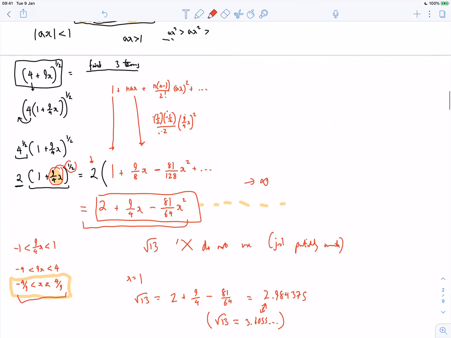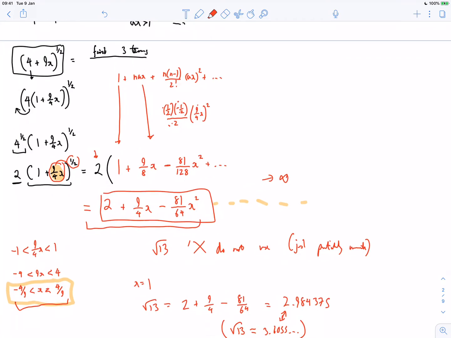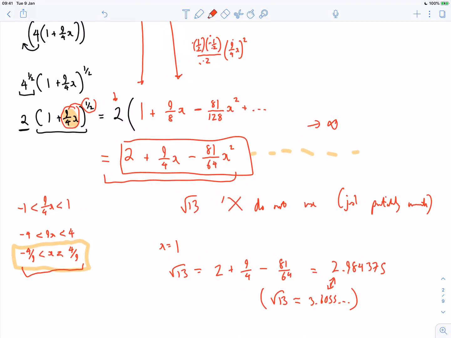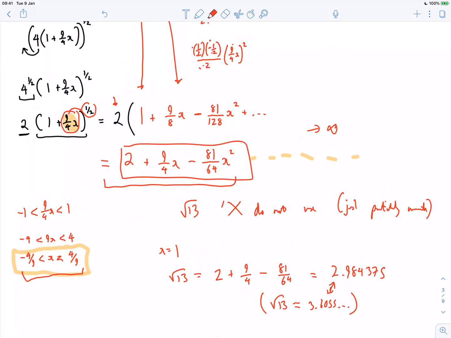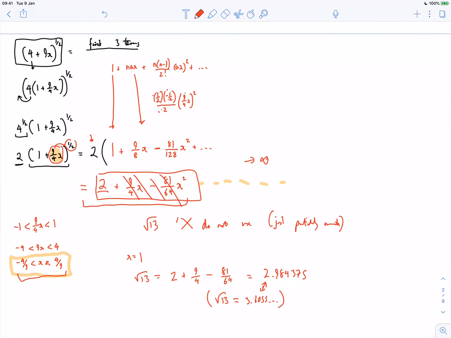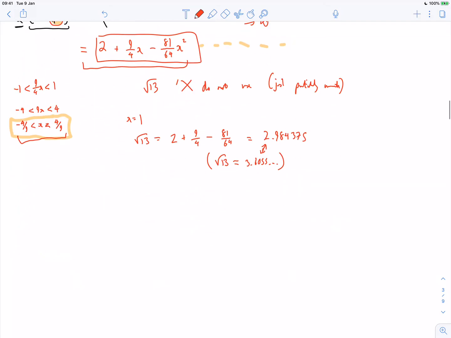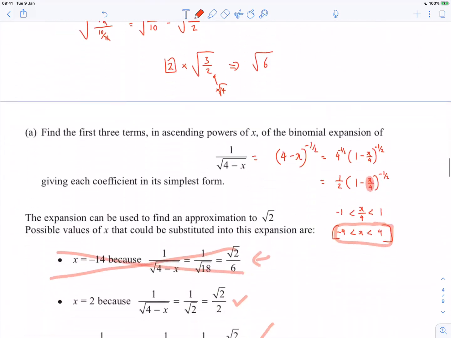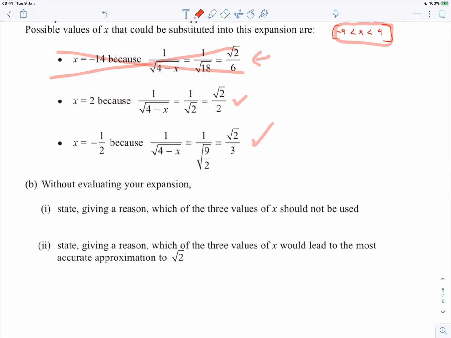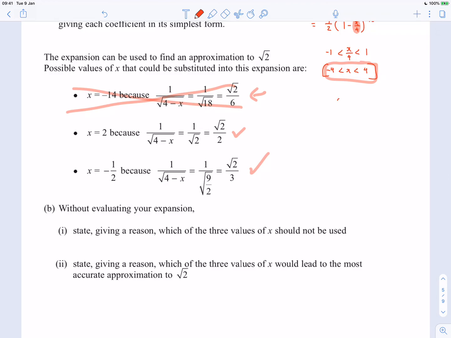When was it? It was here, was it? Do you remember when I let x equal 0, all of these terms cancelled and I got the true root of 4, which I wanted. It's when I start adding x terms in that it started becoming bad. It wasn't so accurate. Essentially, the closer x is to 0, the more accurate this is.